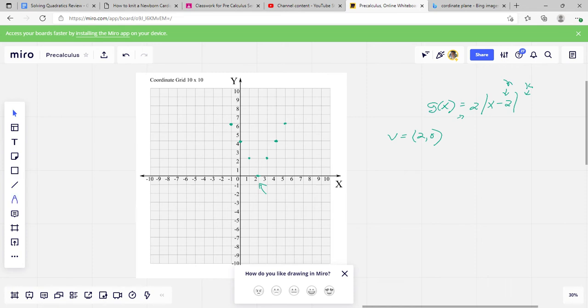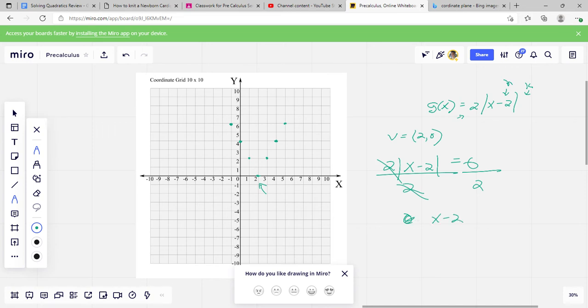Alright, so we set that equal to 0. 2 times x minus 2 equals 0. Oh, so I have to divide it by 2. 0 divided by 2 is just 0. So that would be x minus 2 equals 0. You can't have a positive and negative 0, so then you do plus 2, x equals 2. So there's only one spot where it crosses, because 0 can't have a positive and a negative. Right, so that's our x-intercept.